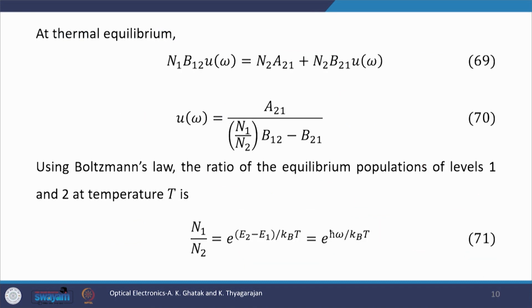Now, at thermal equilibrium, the number of upward transitions is equal to the number of downward transitions. Means the 1 to 2 transition, this upward transition, would be equal to the 2 to 1 transition. This is the downward transition. This is absorption, and here we have spontaneous emission, and this is for stimulated emission.